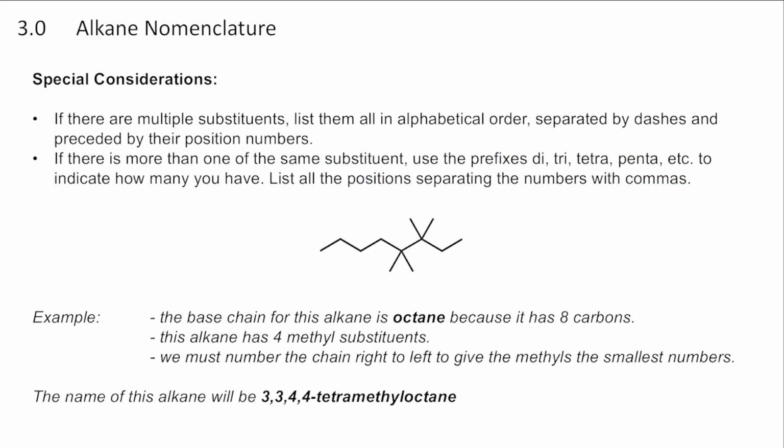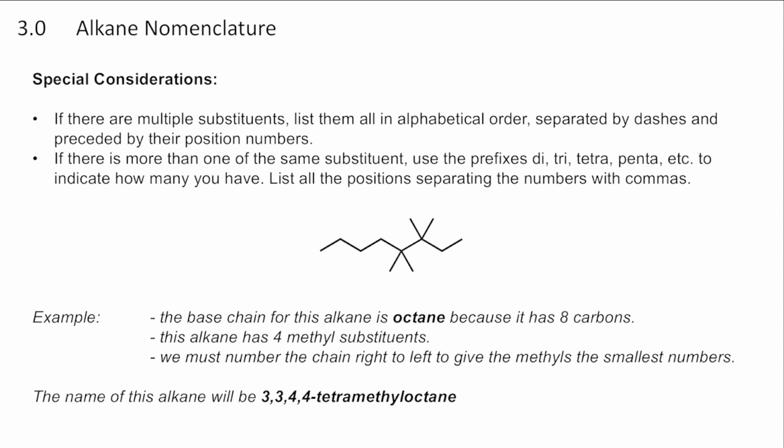If there's more than one substituent, we do alphabetical order separated by dashes, and we put the position number for each of the substituents. If there are multiple of the same substituent, instead of saying 3-methyl, 4-methyl, 5-methyl, 6-methyl, we bundle them all together, and we use prefixes di, tri, tetra, penta, etc. to show how many of that type of substituent there is.